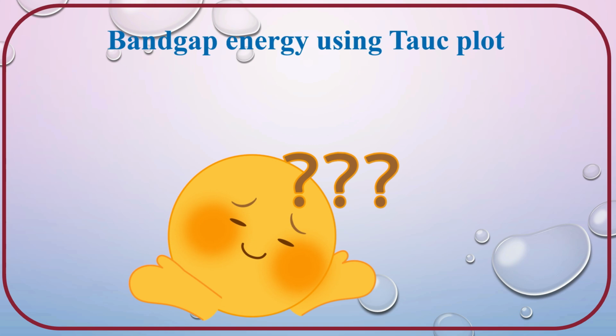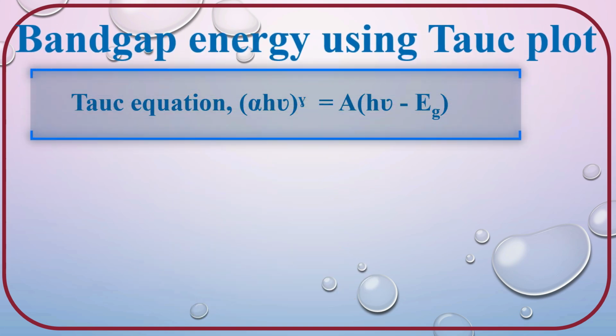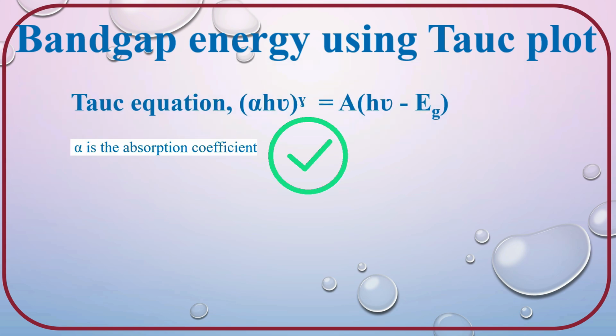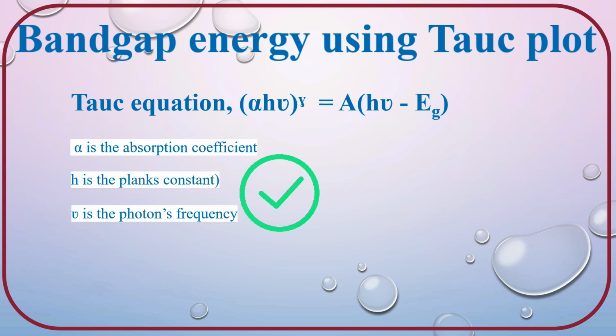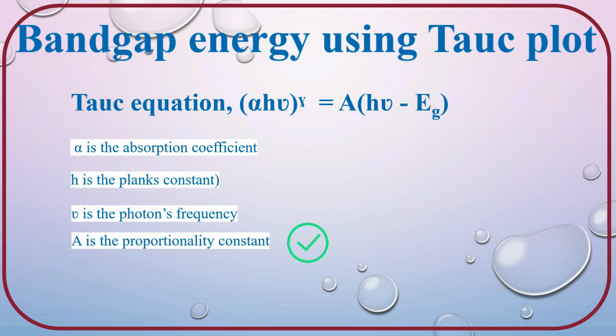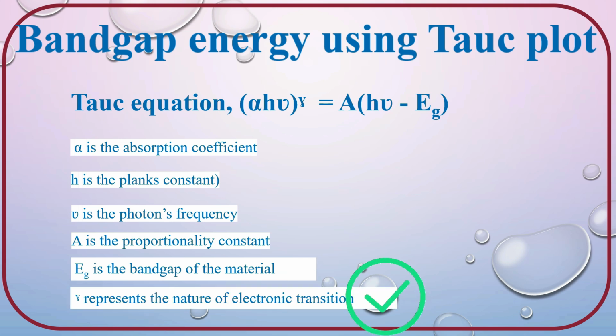What is the Tauc equation? The Tauc equation is given as (alpha h nu) raised to gamma is equal to A into (h nu minus Eg), where alpha is the absorption coefficient, h is the Planck constant, nu is the photon's frequency, A is the proportionality constant, Eg is the bandgap of the material, and gamma represents the nature of electronic transition.